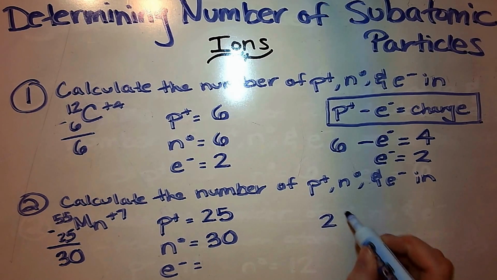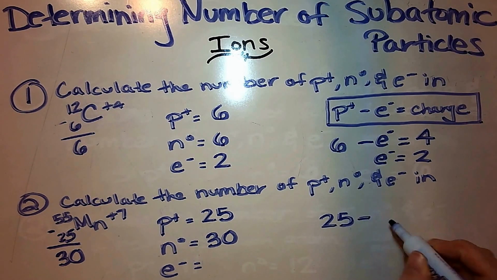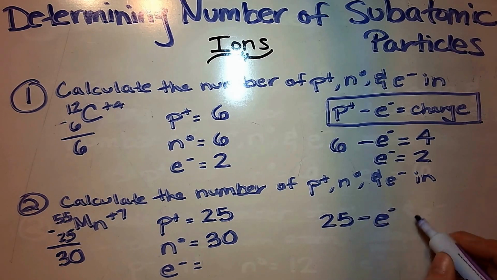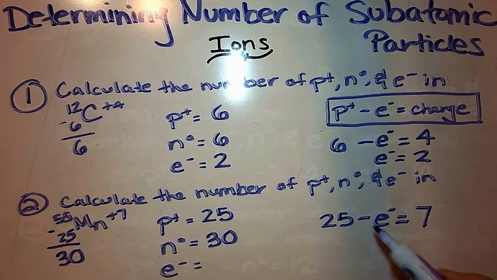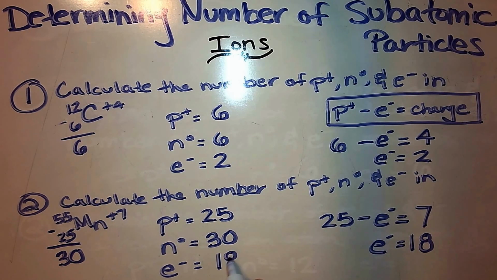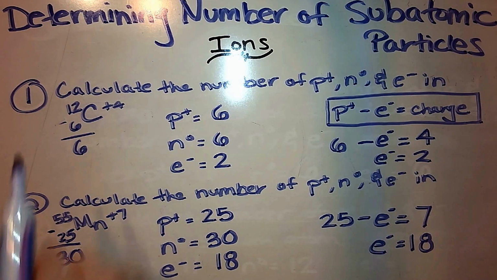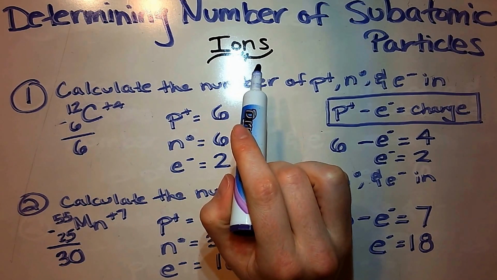All right, so I have 25 protons minus my number of electrons equals 7. So 25 minus what will give me 7? And that number, if you plug it into your calculator, is 18. So I have 18 electrons.